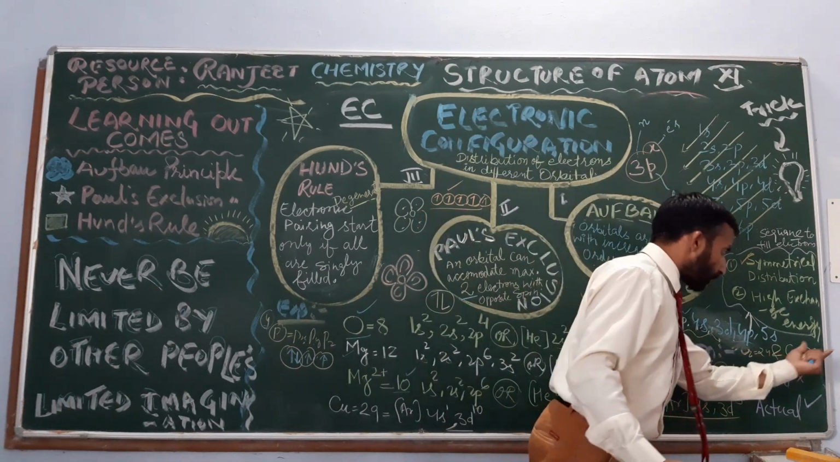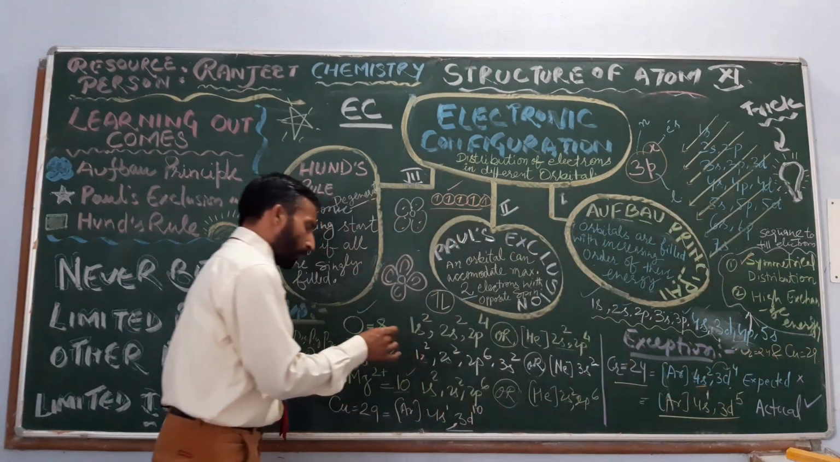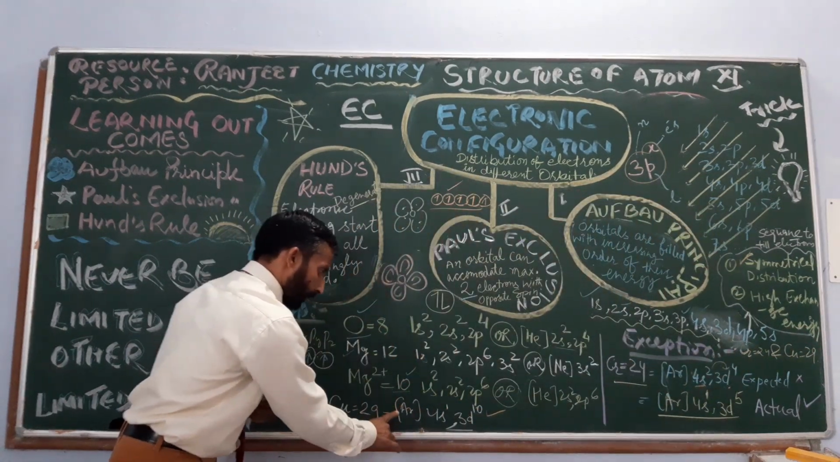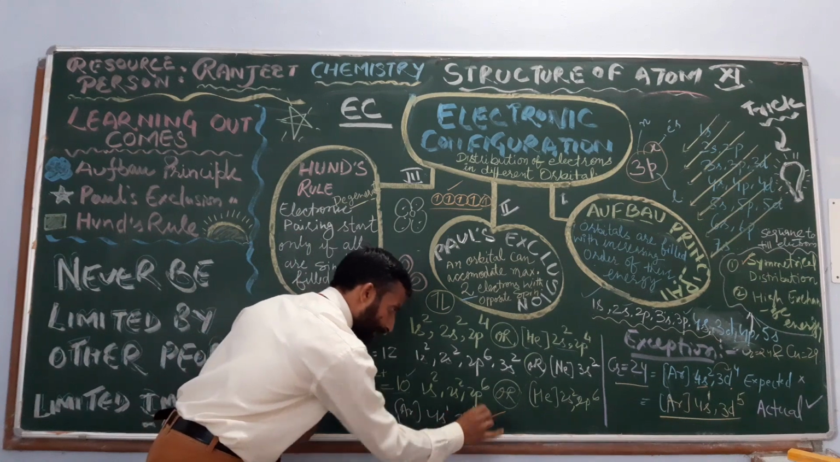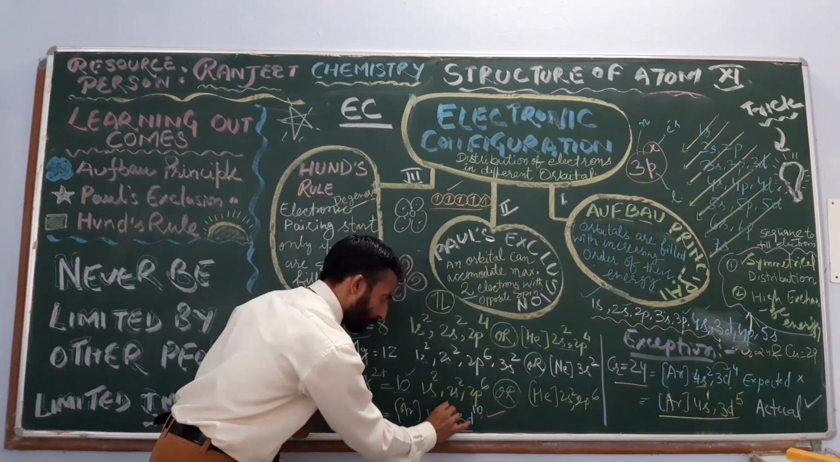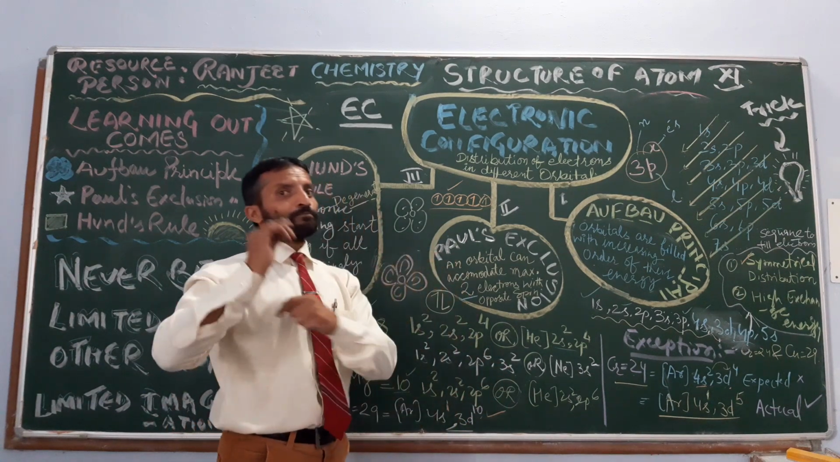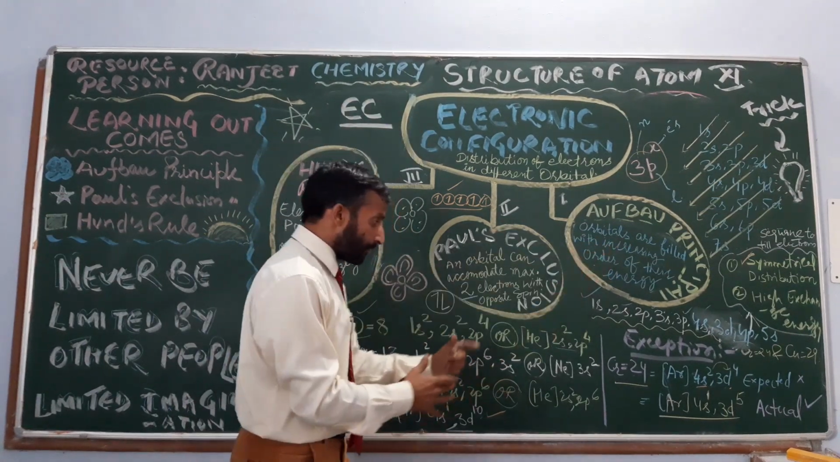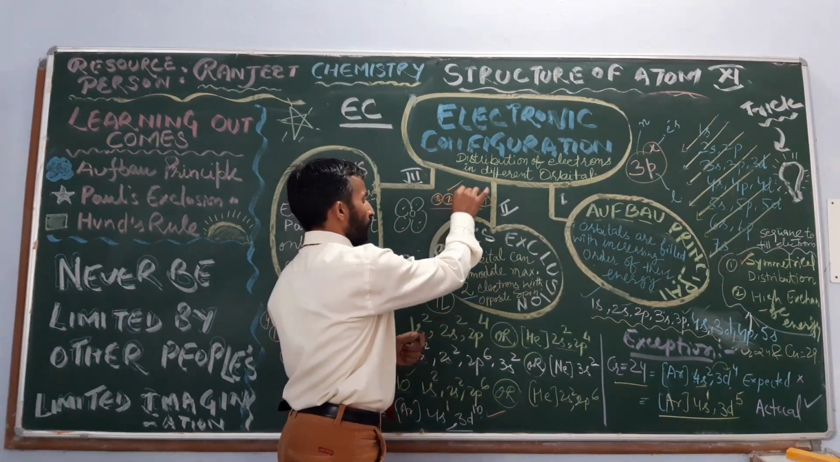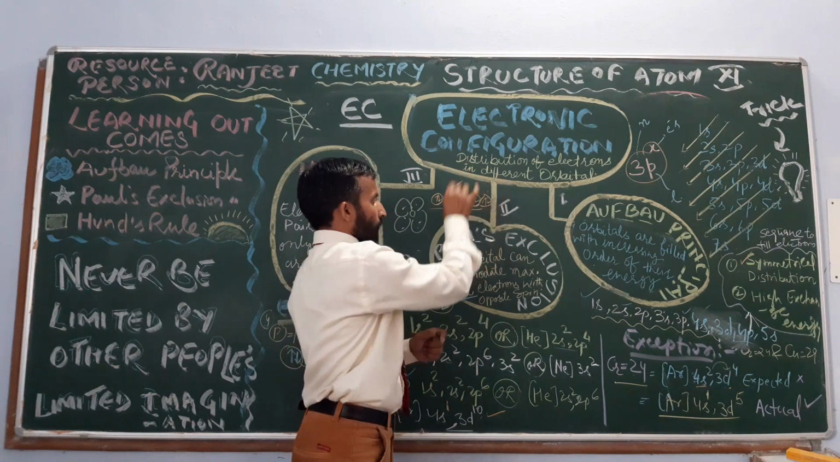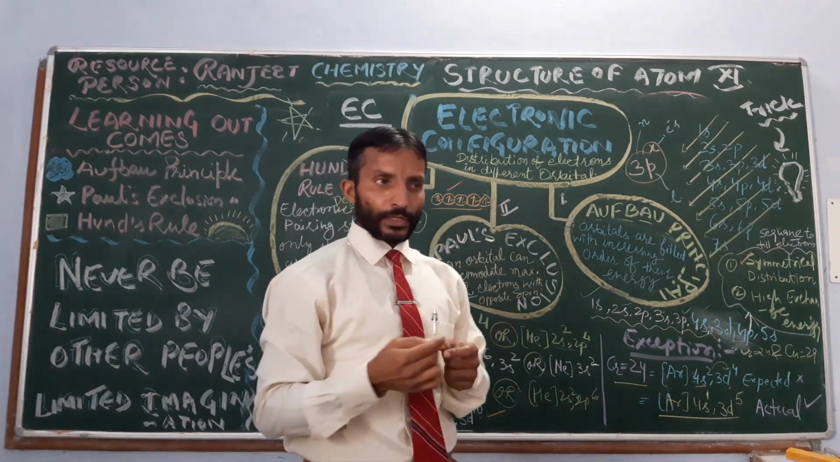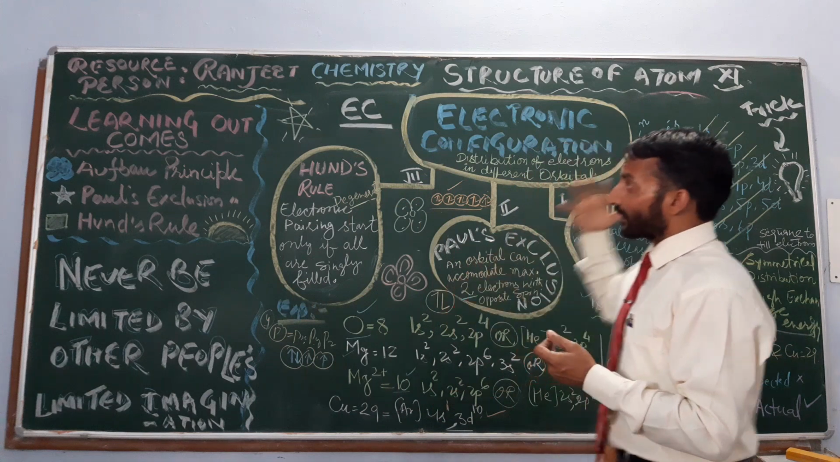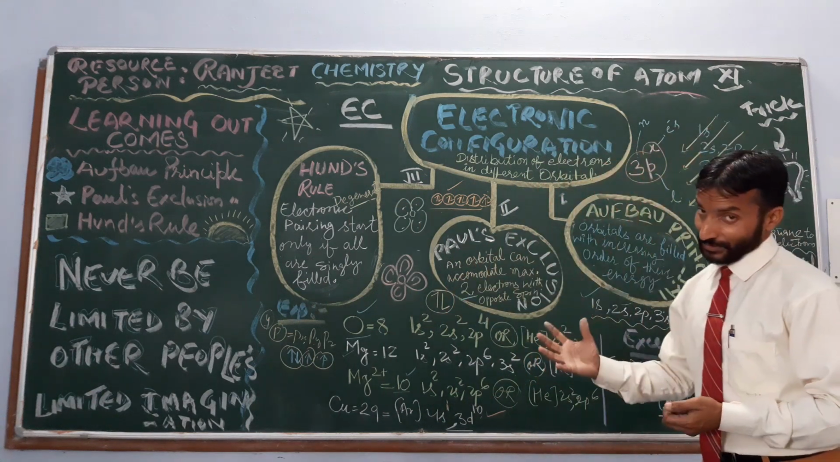Same is the case with copper, 29. Its electronic configuration is argon 4s1 3d10. Here also one electron jumps from 4s to 3d. The same reason applies here, but in the case of copper it is fully filled. So this is all about electronic configuration.